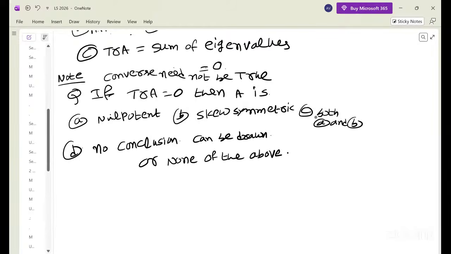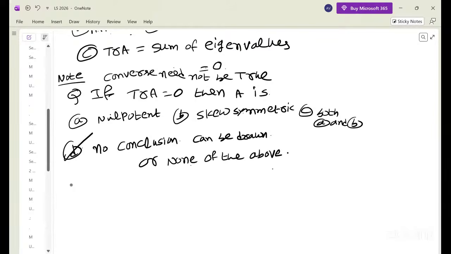They will write both, because for nilpotent, madam has given trace here as 0, something vague. Vaguely you remember this also. Therefore, you may answer A and B. So be careful. The answer will be: no conclusion can be drawn, or none of them. This is how questions may be given. So be careful. Next one.